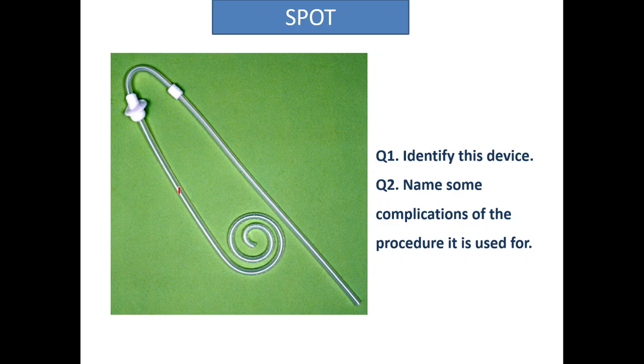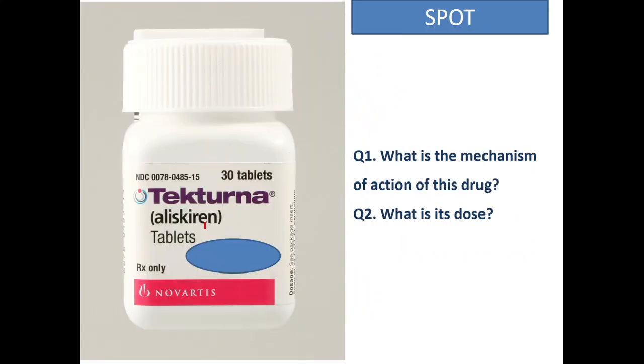Identify this device. Name some complication of the procedure. Peritoneal dialysis catheter, curved one with two cuffs. What is the mechanism of action of this aliskiren? What is its dose?